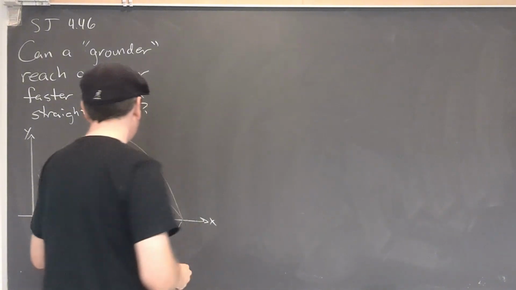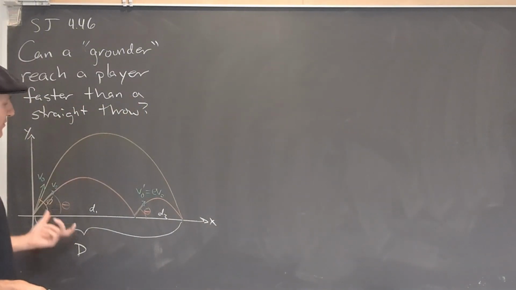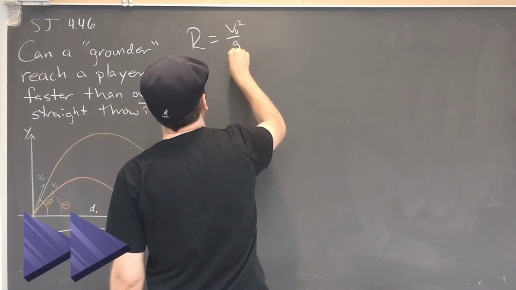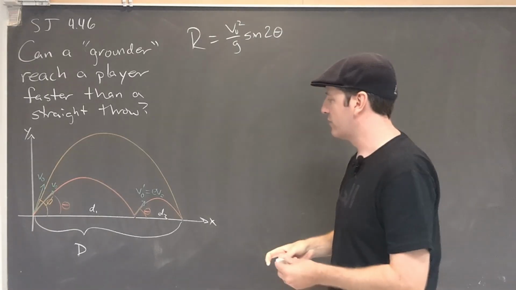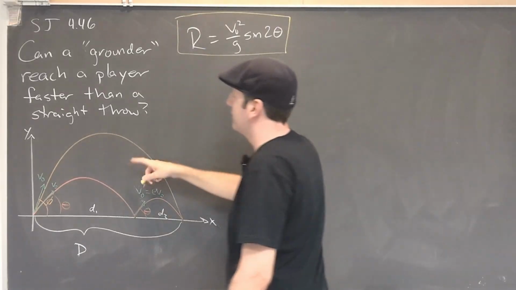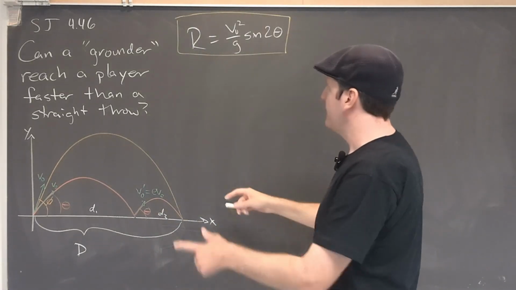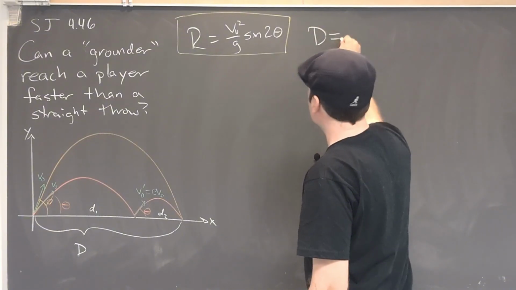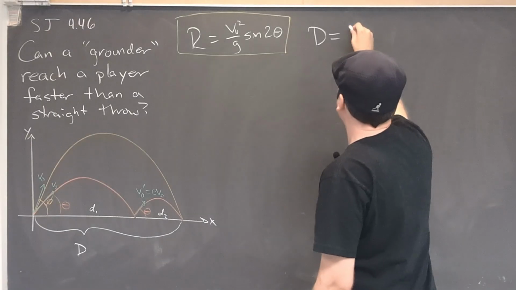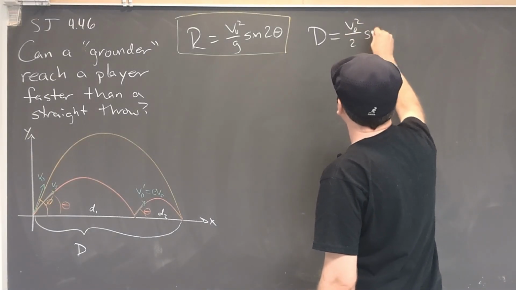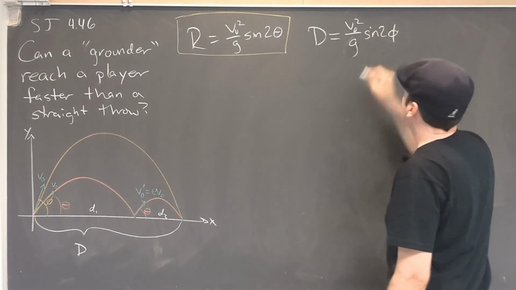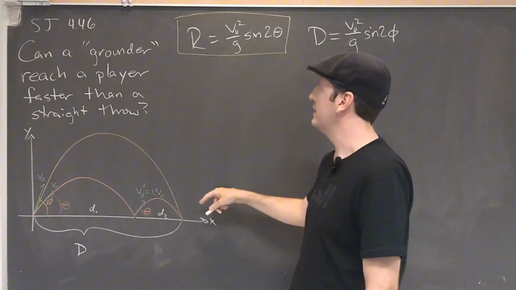So first off, we know that this range for all three of these parabolas have nice formulas. Now that's the general range formula. I now want to adapt it for our three different parabolas here and use the variables we're given. So we know that the D, which is the whole range using the orange trajectory, will be v naught squared over g sine of 2 phi. So phi is the launch angle for the orange.